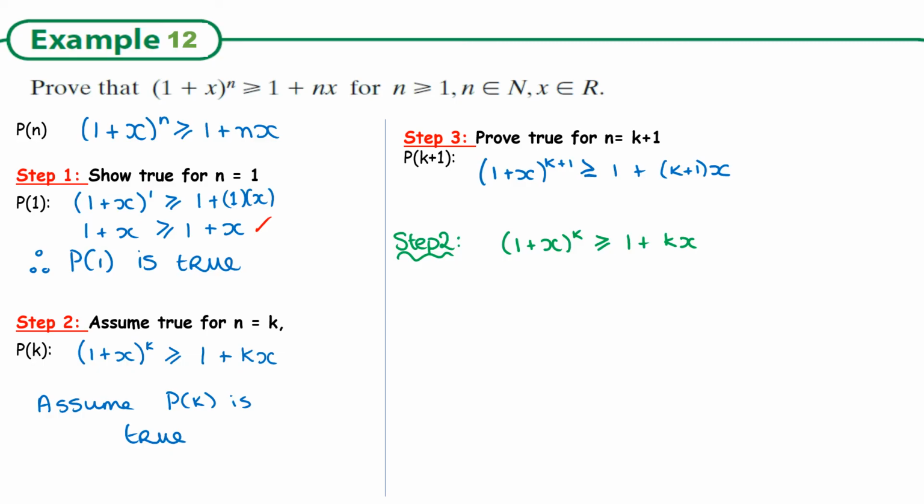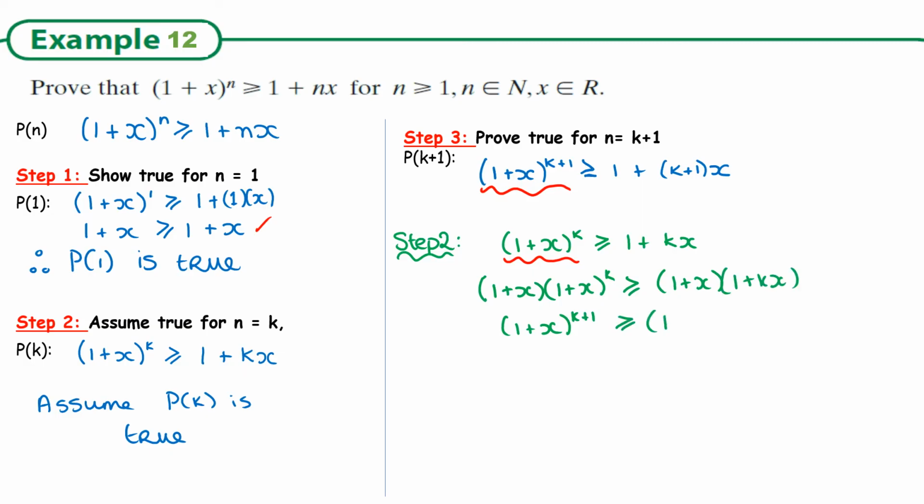I want to make this left-hand side the same as this left-hand side. In order to do that, I'm going to multiply it by 1 plus x. When I do that, that will give me (1 plus x) to the power of k plus 1 using our laws of indices. Over here we get (1 plus x) times (1 plus kx). I'm not going to clean this up, I'm going to leave this as is. I have the two left-hand sides of the inequalities the same. That's always our aim.